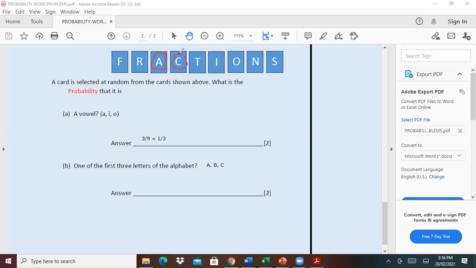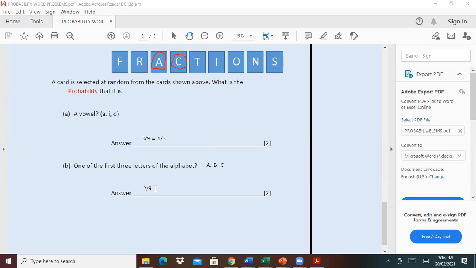So we have 2 of the first 3 letters of the alphabet. As a result, our probability of choosing one of the first 3 letters of the alphabet will be 2 out of, remember we said that the total number of letters that we have is 9. So we have 2 out of 9. Now, let's see. Can we reduce that any further? Well, 2 and 9 do not have any common factors other than 1. 1 doesn't count in this case. So we leave the answer as is.